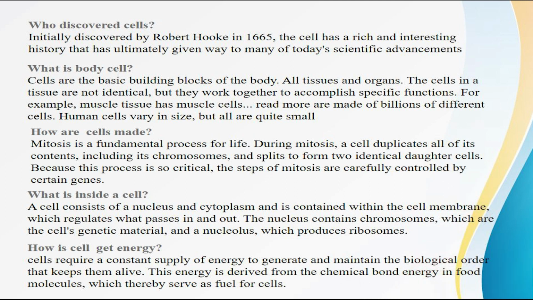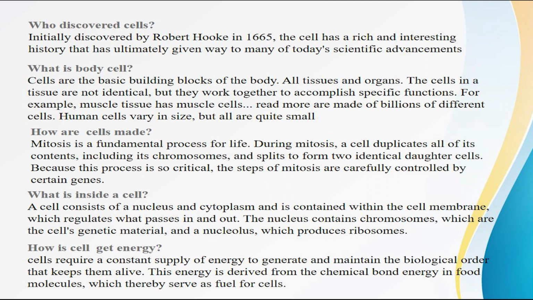What is inside the cells? A cell consists of a nucleus and cytoplasm and is contained within the cell membrane, which regulates what passes in and out of the cell. The nucleus contains chromosomes, which are the cell's genetic material, and a nucleolus, which produces the ribosomes for protein synthesis. These are the materials present inside the cells.